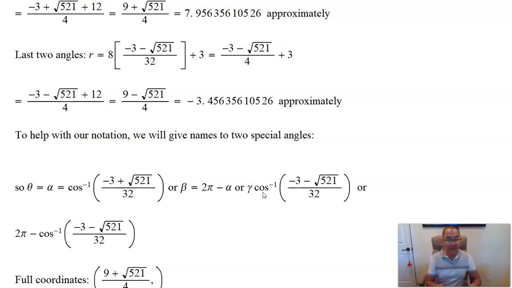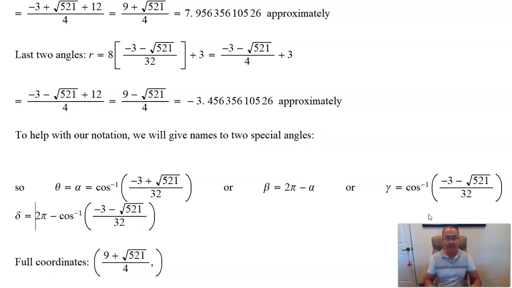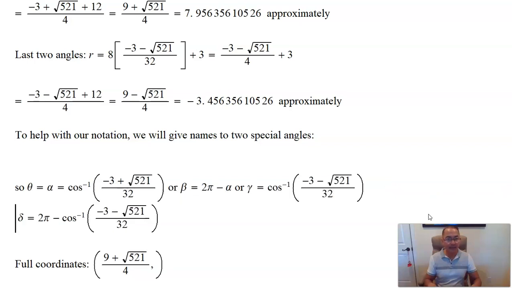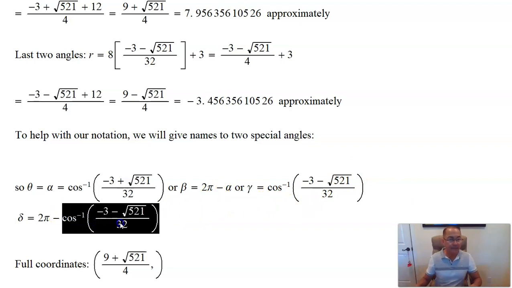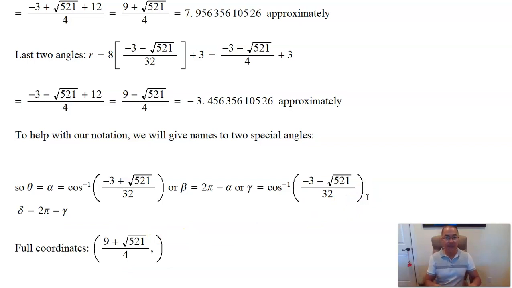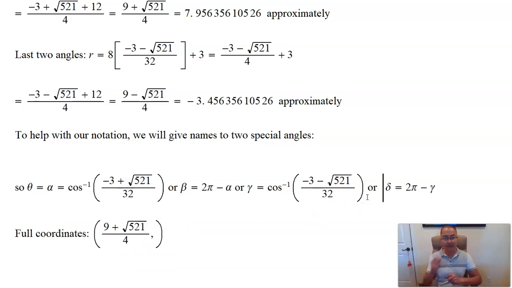So what shall we do? Go down the alphabet. Gamma is arc cosine that, and what's next in the Greek alphabet? I believe it is delta, which is 2 pi minus that angle. And yeah, I think we need to make a new line. There we go, 2 pi minus gamma. So that will definitely save you on some writing. Instead of having to write this nastiness 4 times, you only have to do it twice. So that is for alpha.